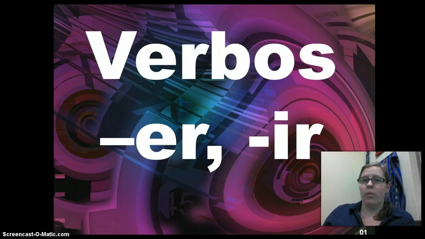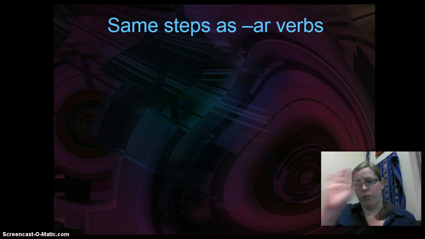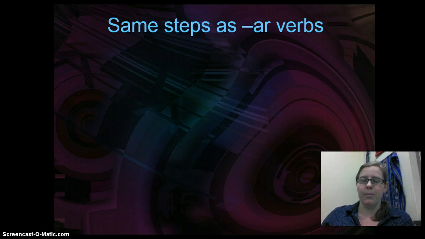So we're doing pretty well. This is covering all of our regular verbs. There will be all sorts of goofy, irregular ones that we'll come across later, but we'll worry about that when we get there. So the great thing about learning to conjugate ER and IR verbs is that you use the same steps as we did with the AR verb.